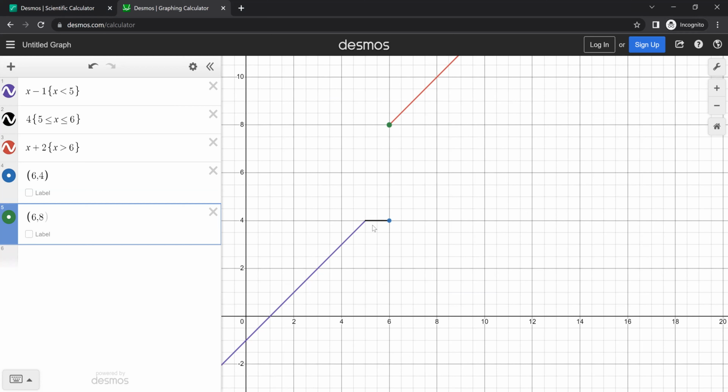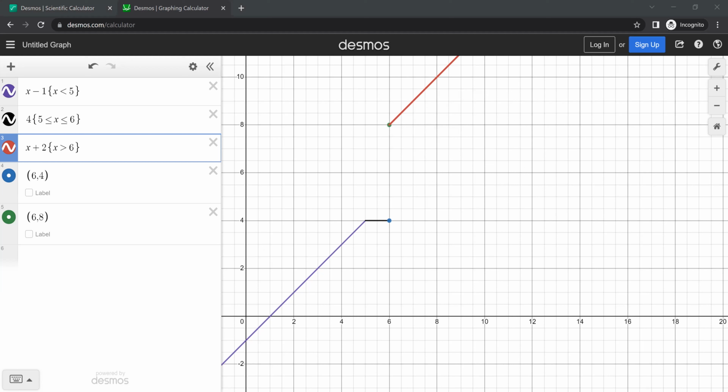So it's discontinuous, and the limit does not exist because they don't approach the same value. From the left, which is again a little odd, but you actually just trace your cursor from the left, it approaches this value of 4. From the right, it approaches this other value, 6.